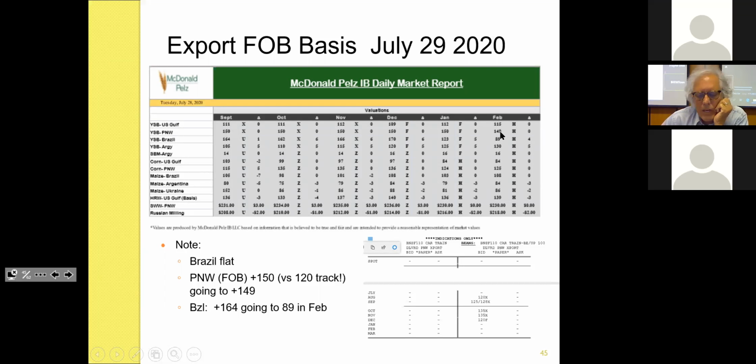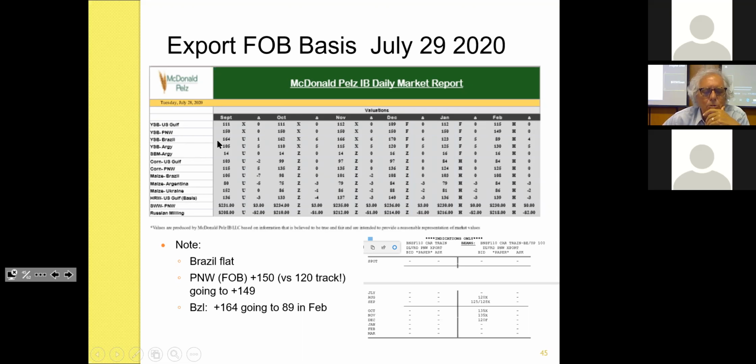But I want to point out, I put down on the lower chart right here, and Jim might speak to this, the track basis at PNW today is about 120 or 130, and the FOB basis is 150. So that means an implied margin of 20 cents, which is pretty high. Don't tell anyone I said this, but it's probably pretty high.